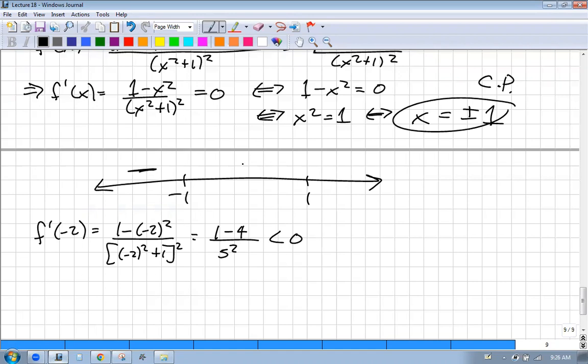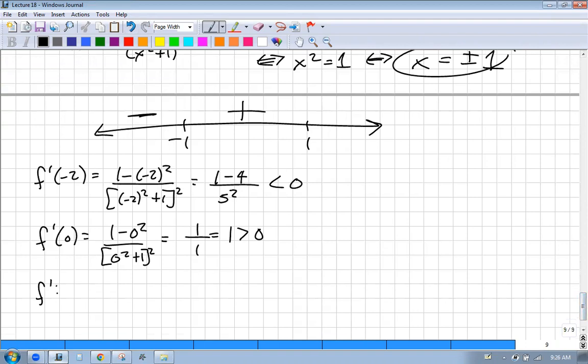So let's look at a test point in here. 0, right? Let's see, I would have 1 minus 0 squared over 0 squared plus 1 squared. So this is 1 over 1, which is 1, which is positive. And now we'll pick out a number over here. We'll pick out 2, right? F prime of 2 would be 1 minus 2 squared over 2 squared plus 1 squared. This is 1 minus 4 over 25, which is negative.